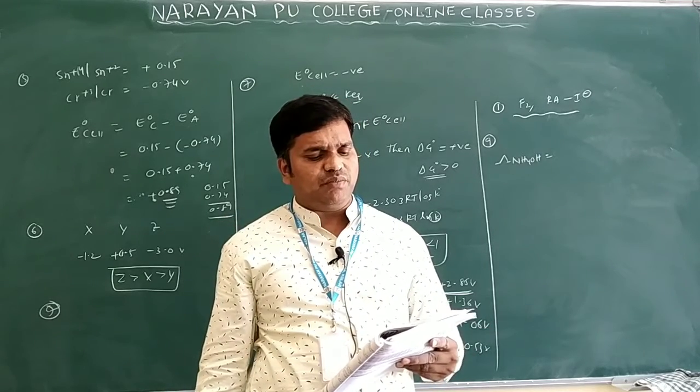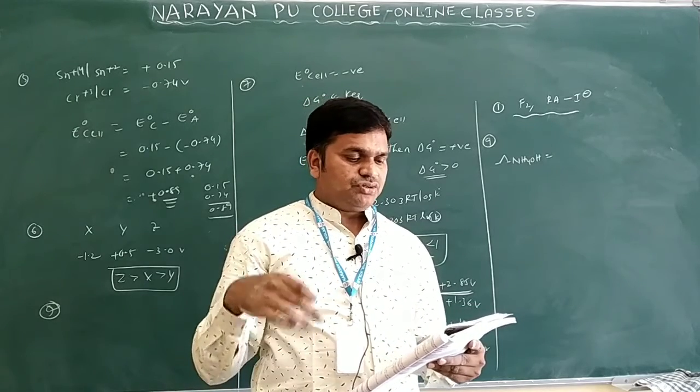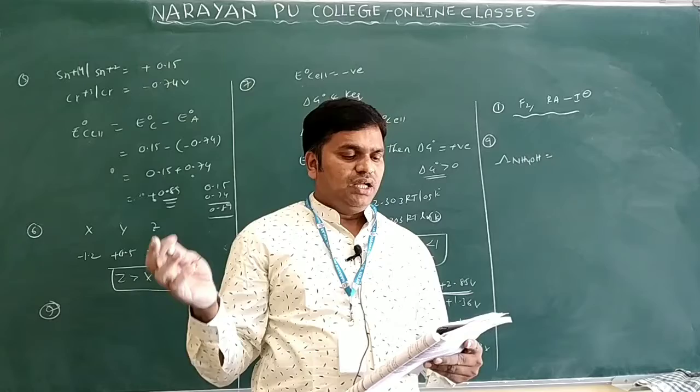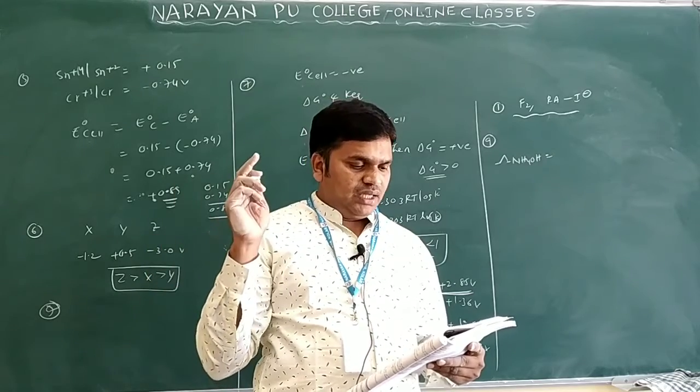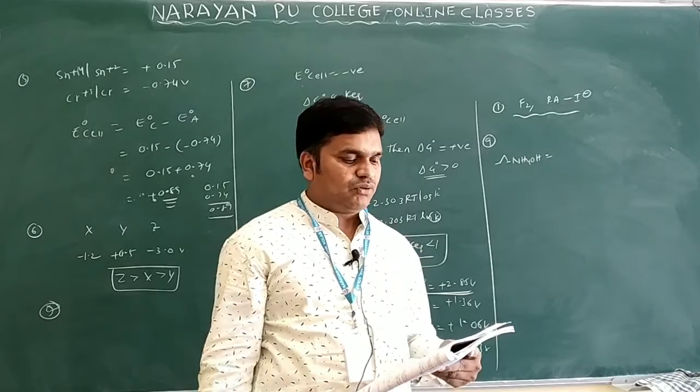Suppose you can see what you will get. First option, you will see NH4OH and HCl. NH4 cancels, Cl minus cancels. You will get water. That is not the right answer. See the second one. What is the second one?